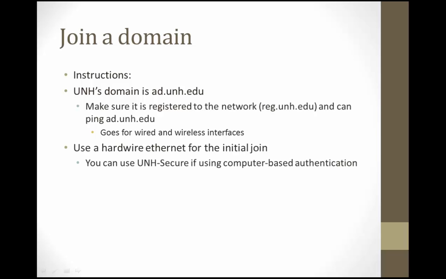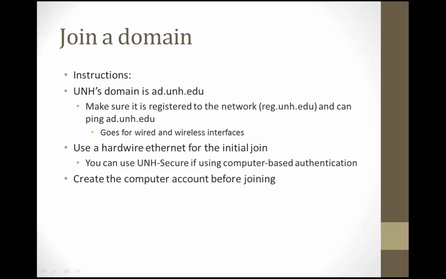It's best to use a hardwire Ethernet for the initial join. If you set up UNH Secure through group policy using computer-based authentication, it'll just always be on the network and you don't have to worry about whether or not it's connected in the future to a hardwire. It'll just work. Other tip is to create the computer account before joining.